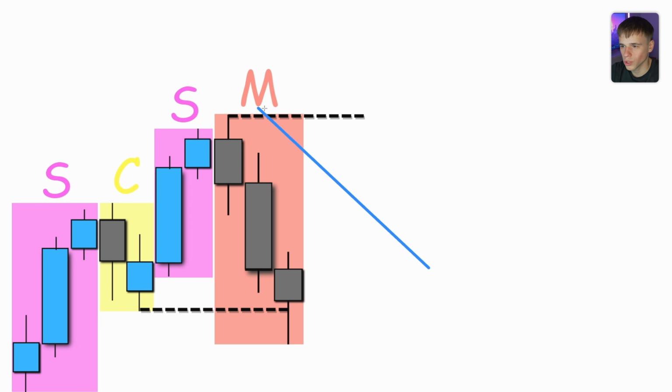And then comes the most crucial part, which is the letter M. And M stands for manipulation. So after structure, correction and structure, as I told you, on the correction's low, there's going to be a lot, and I mean a lot of stop losses. Of course, it is like millions and millions of dollars of traders who put their stop losses down on this low. So manipulation is going to be done by huge banks, institutions, floor traders, the people that are actually trading with millions and billions of dollars to their name, and they can actually influence and move the market.